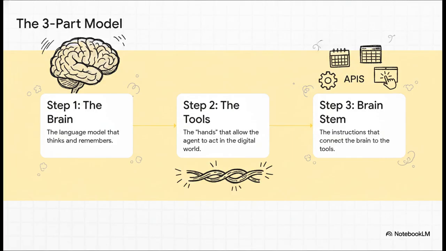And here it is, super simple. Every agent needs three things: a brain to think, tools to act, and a brainstem to connect them. The brain, that's your language model. The tools, well, those are its hands. Could be anything: APIs, spreadsheets, your calendar, whatever. And the brainstem, that's the magic sauce. That's the crucial set of instructions telling the brain how, and more importantly, when to use those hands.